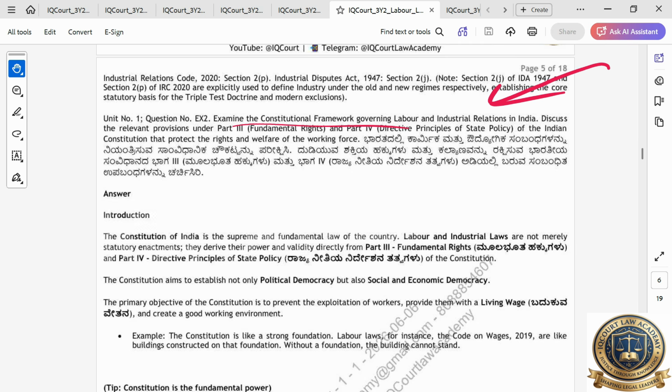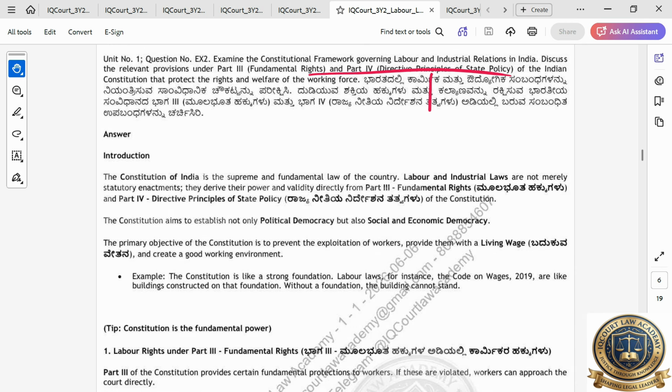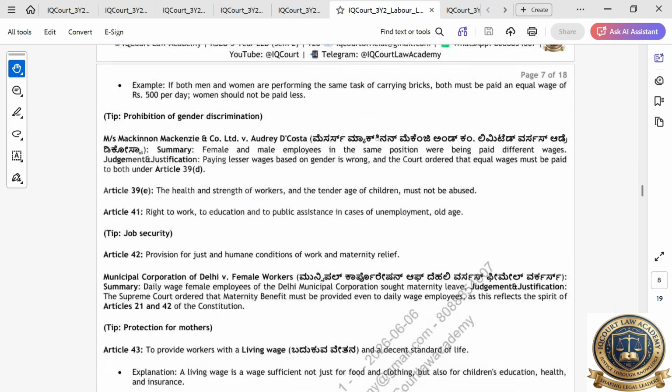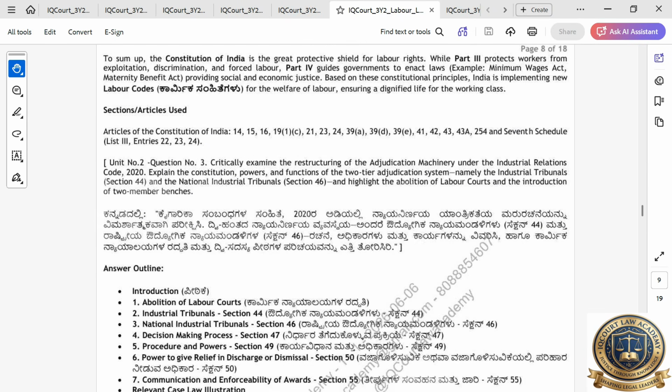We already explained it in the first question. Still, we have made it a separate question to provide the detailed answer for studying our IQCourt Law Academy students. Discuss the relevant provisions under fundamental rights and directive principles (DPSP). You have studied this in the first semester, right? Same thing you have to write here with respect to the labor code, industrial relation code.